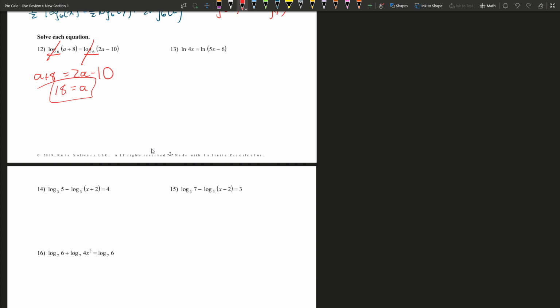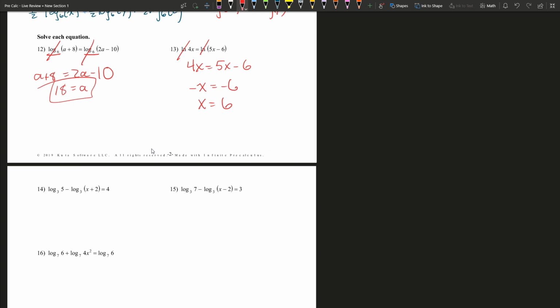Same thing on number 13. Because there's 2 natural logs, one on each side, they cancel each other out. So 4x will equal 5x minus 6. Subtract 5x from both sides, so negative x will equal negative 6. So x will equal 6. So those are the 2 easier ones.